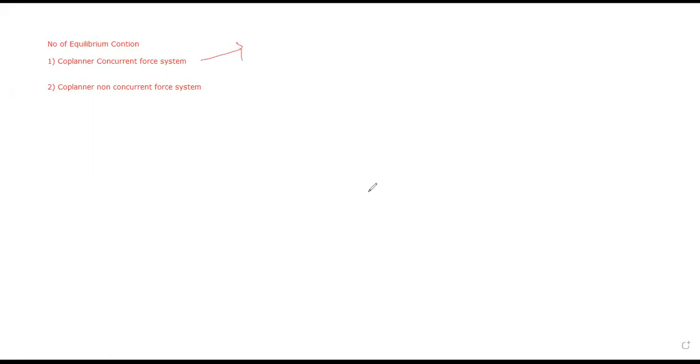Okay, good. So we have discussed the number of equilibrium conditions for a coplanar concurrent force system. That is 2 only, because all the forces are acting at a single point. That's the reason the possible movement will be 2 only: translation, either in the x direction or y direction. The equilibrium conditions are sigma Fx equal to 0 and sigma Fy equal to 0.